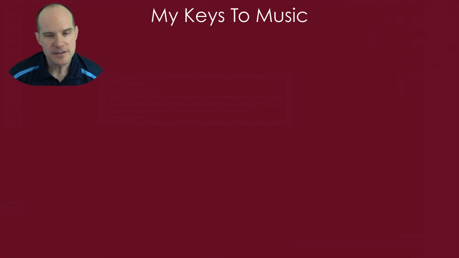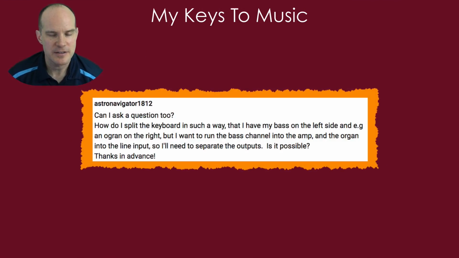So this entire video was actually inspired by this question. It's not the first time a question like this has been asked, but this is the one that pushed me over the edge to say it's time for a video. So AstroNavigator 1812 asks, how do I split the keyboard in such a way that I have my bass on the left side and organ on the right, but I want to run the bass channel into the amp and the organ into the line input? So I need to separate the outputs. Is this possible? Thanks in advance.